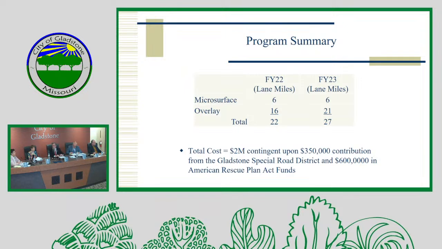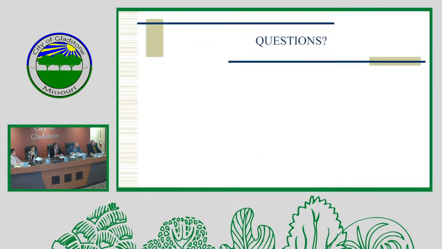I'm going to qualify that a little bit. We're proposing to go to the road district and ask them to participate again this year. So they have $350,000 that they get through Clay County. And that number also includes $600,000 in ARPA funds, I believe those are, I don't remember if those are county or city funds, to be used for the street maintenance program. So we're looking at $2 million in investment in our street maintenance program. So with that, I'd be happy to answer any questions.